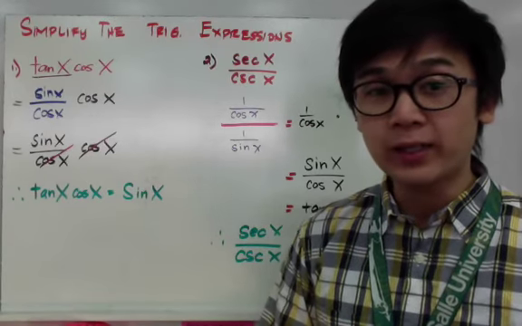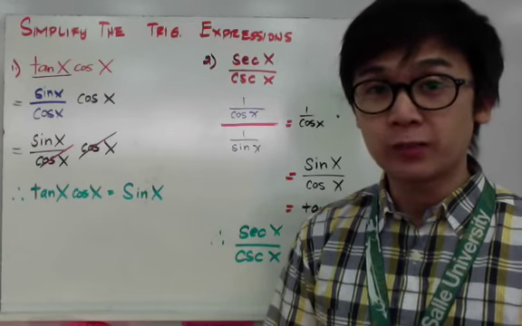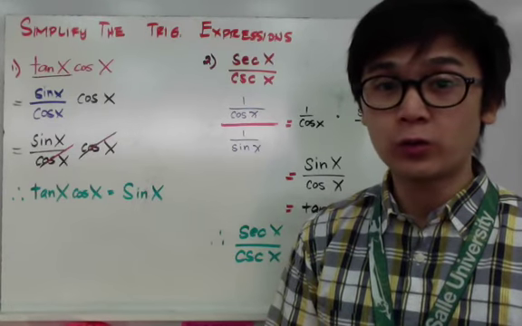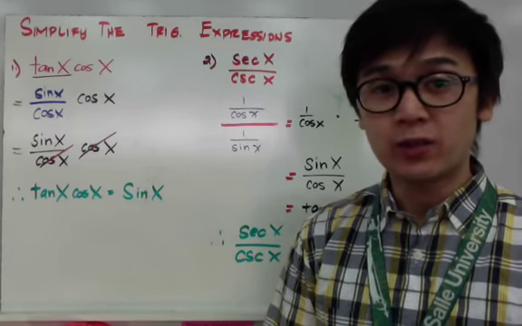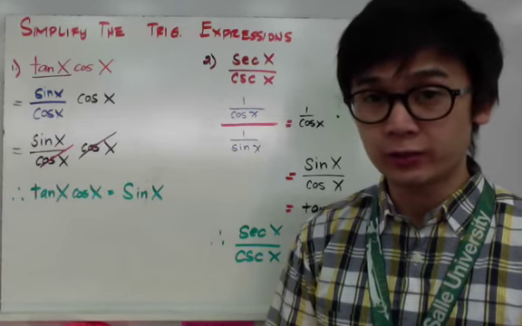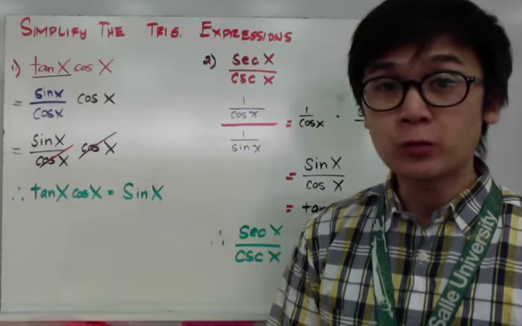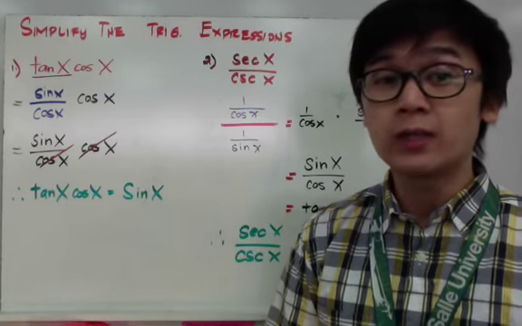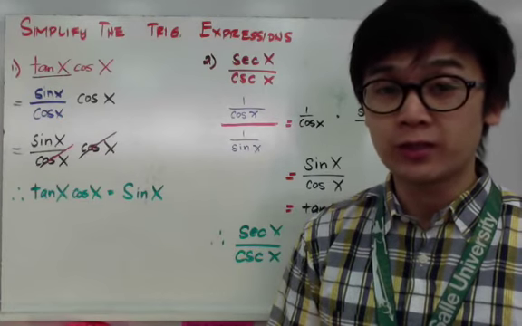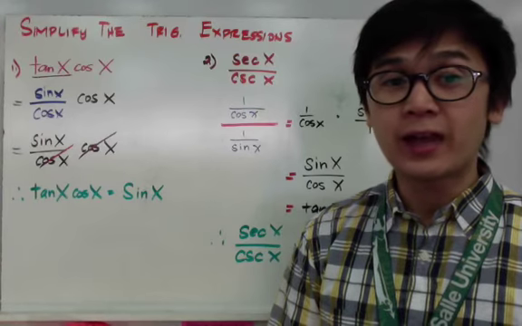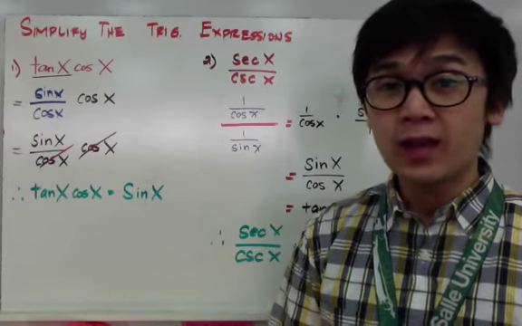Now, it will get complicated as our trig expression becomes more complex. Now, for number 2, I have secant x all over cosecant x. And just like what I did on the first example, I'm going to change all my trig functions into sines and cosines. So on my numerator, secant x can be changed into 1 over cosine x using the reciprocal identity. And for cosecant x, I can change it into 1 over sine x, therefore giving me a complex fraction.